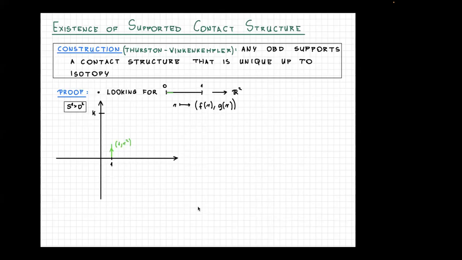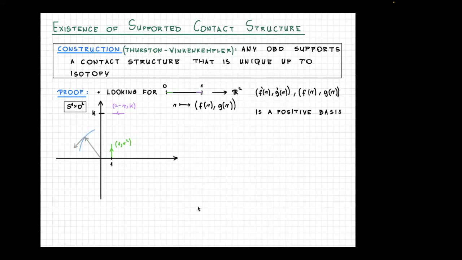So now I'm drawing a picture. How does it have to look? Well, at the beginning, it has to look like 1 plus r squared. And at the end, it has to look like 2 minus r, k is some big number.